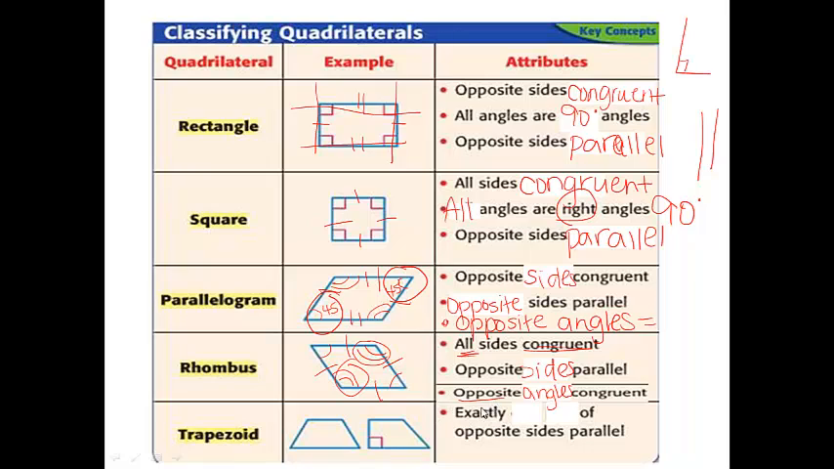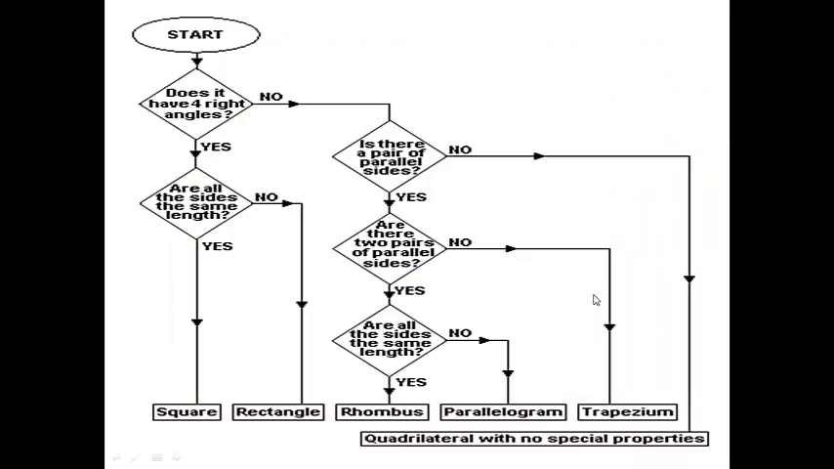Now, trapezoid. The main thing we need to know about a trapezoid is it's four-sided and it only has one pair of opposite sides parallel. So that means this side's parallel, this side, which is a pair. This is parallel, this is parallel. So one pair of opposite sides is parallel.